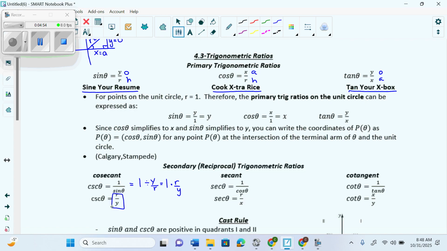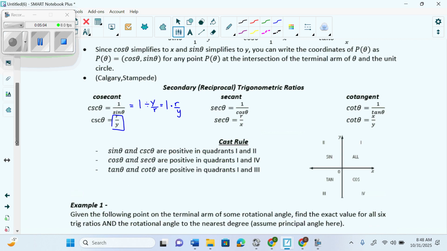So your primary trig ratios are the 3 that we've learned before, sine, cosine, and tangent. Your secondary trig ratios are cosecant, secant, and cotangent. Then we go through cast rule, which we've talked about already. So we know the quadrants make the word calculus.